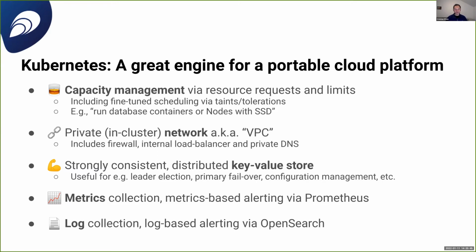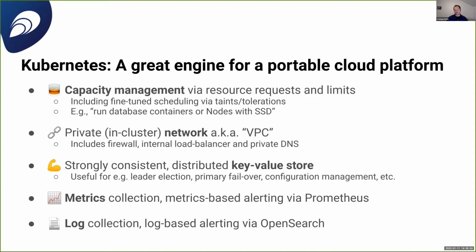Kubernetes also offers you an in-cluster private network. So this is pretty much the equivalent of a virtual private cloud in big cloud providers. And this is something really practical if your next cloud provider doesn't offer it. And it pretty much comes with all of the goodies that you're used to from a VPC. So you have a firewall, you have an internal load balancer, and you even have a private DNS in order to make sure that your application components can discover each other and can talk to each other without having to hardcode IP addresses or whatnot.